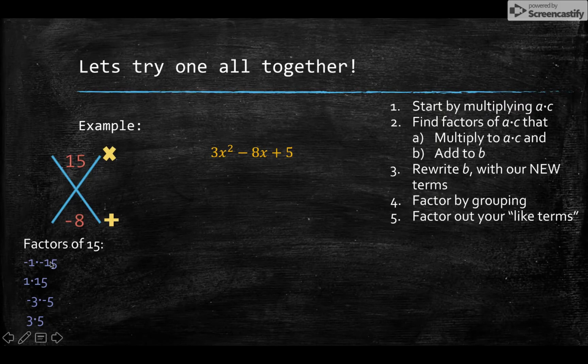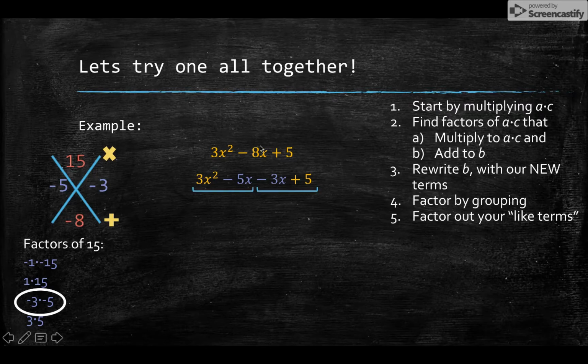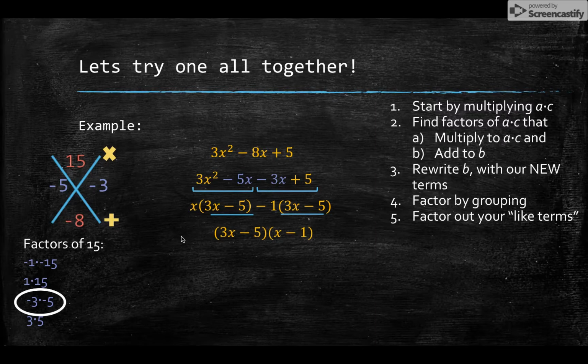Now we need to determine which of these factors adds to -8. That's right. And so we're going to place those in our x. Next, we're going to rewrite b with our new terms, such that -5x minus 3x replaces the -8x. Now, factor by grouping, pull out like terms. Now we have two like quantities, which is what we were looking for. And we're going to factor out those like quantities such that x minus 1 is left.